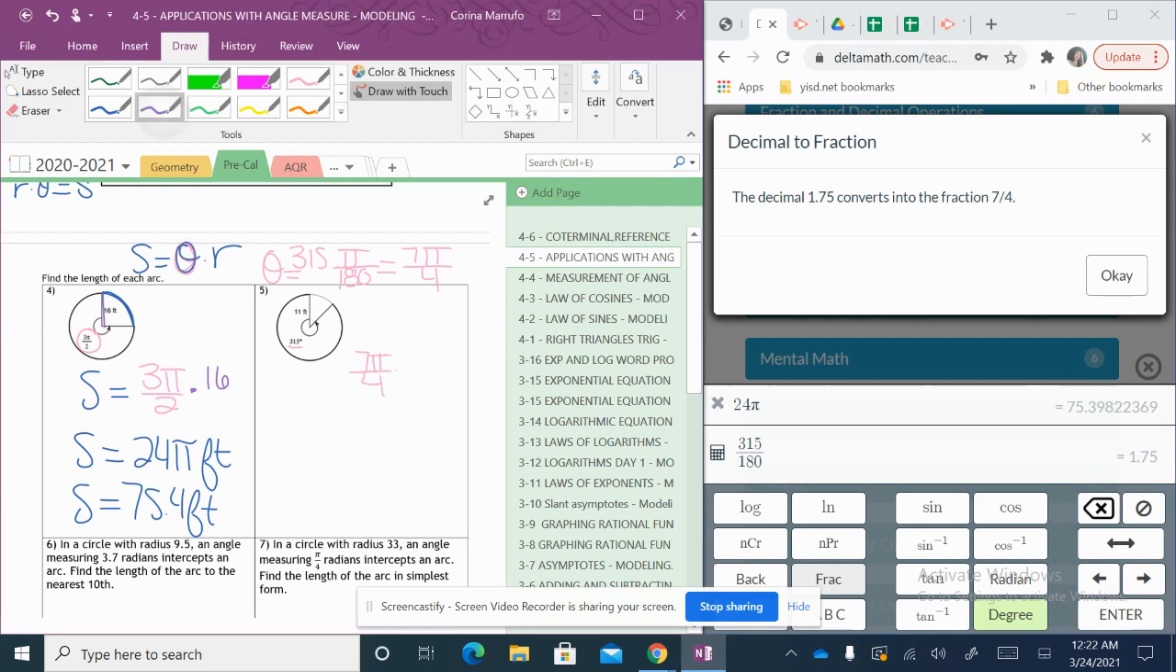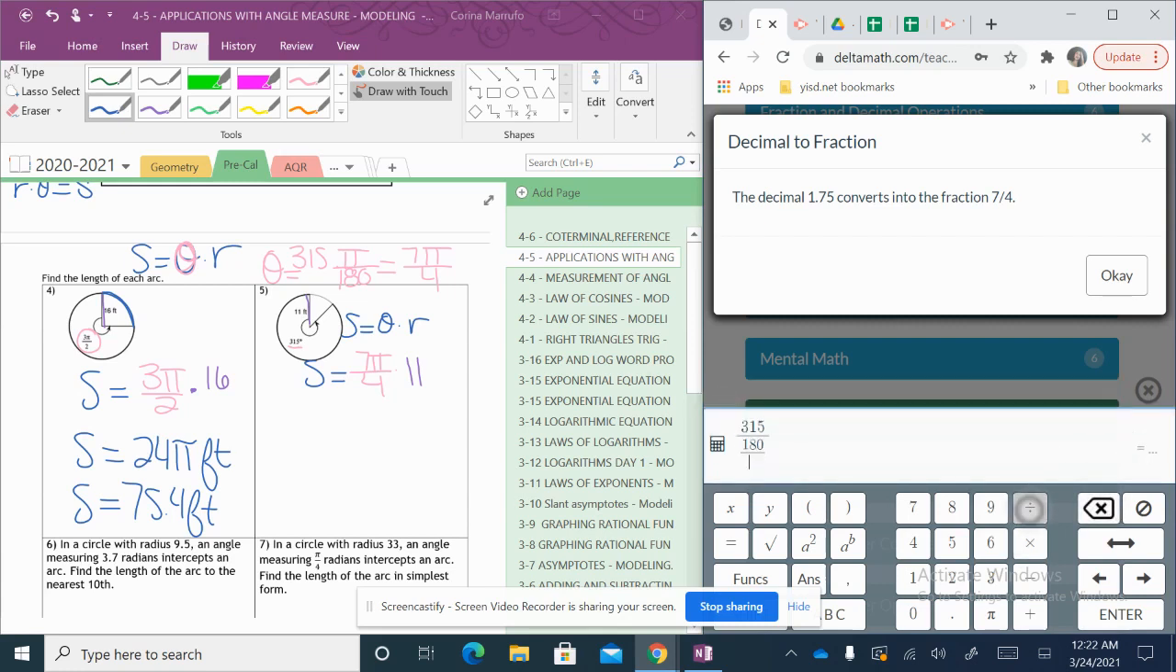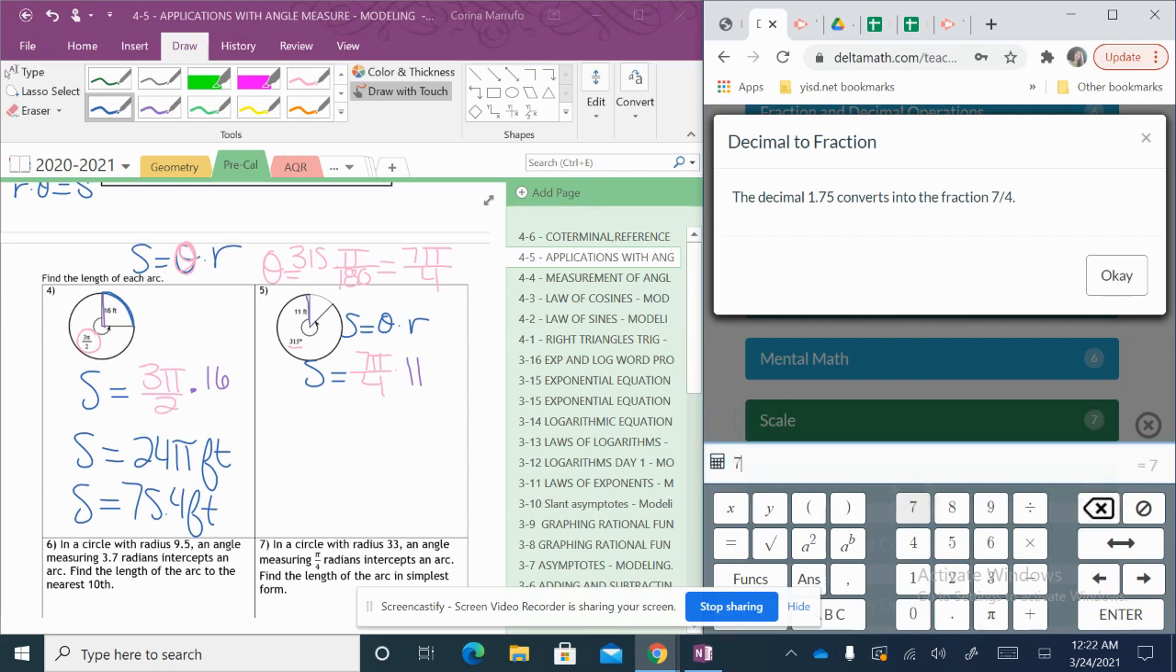We're going to multiply that times our radius. Our radius here is 11 feet. And this is going to give us our arc length S, because remember S equals theta times R. So then here I'm going to do 7 times 11 divided by 4. So 7 times 11 divided by 4.